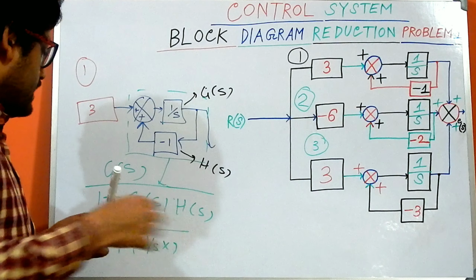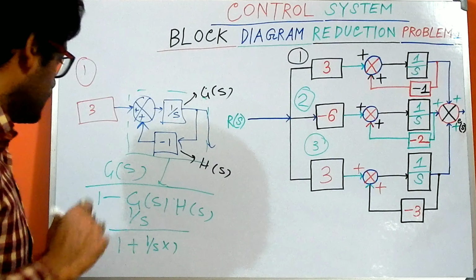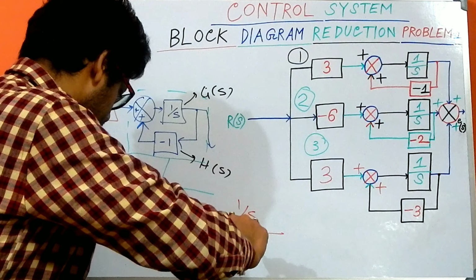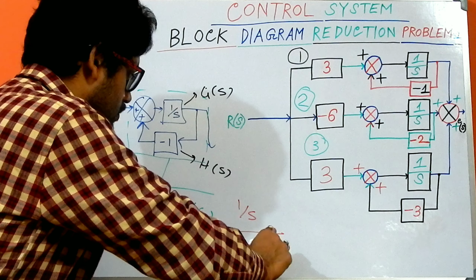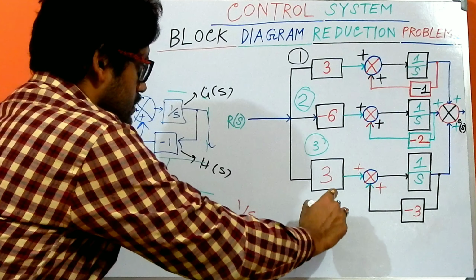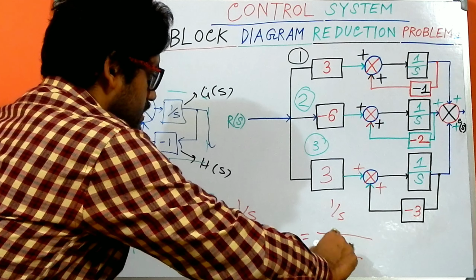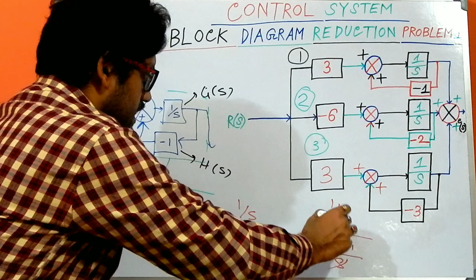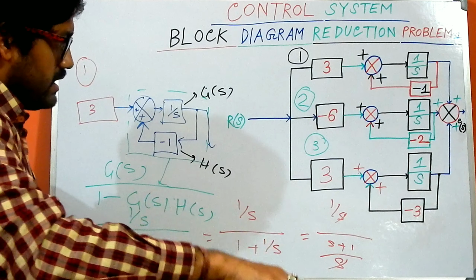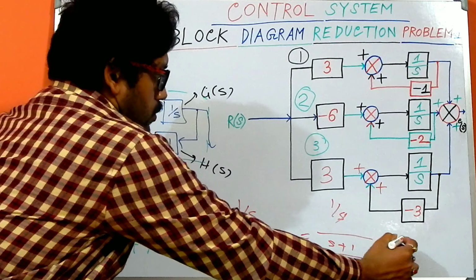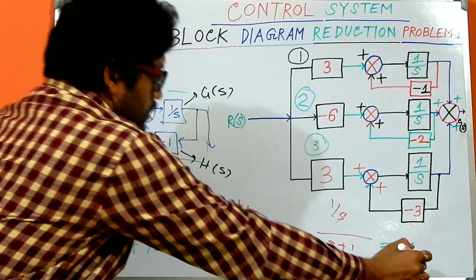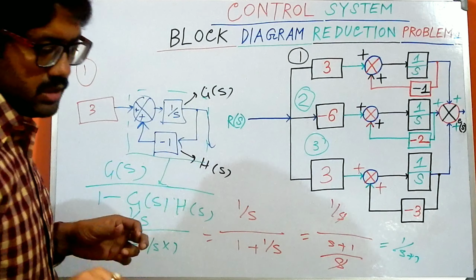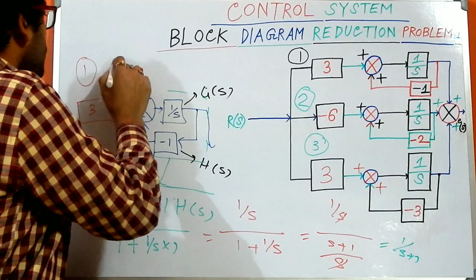So I will write the answer over here, which is nothing but 1 by s divided by 1 plus 1 by s. If I take the LCM in the downward side, the s plus 1 and s will cancel each other, and the final answer is 1 divided by s plus 1. So this signal is 1 divided by s plus 1, and the block looks like this one.